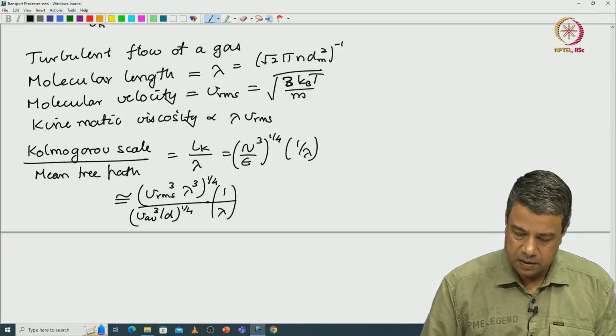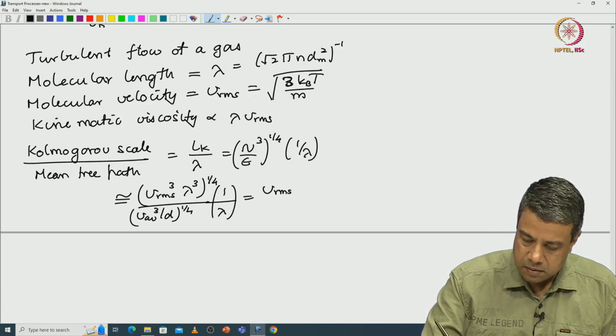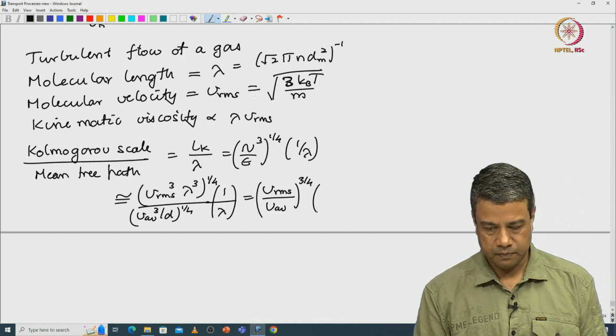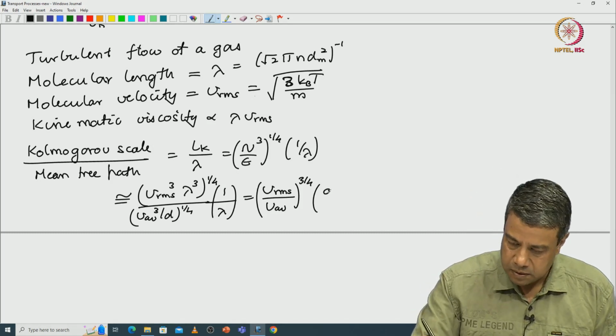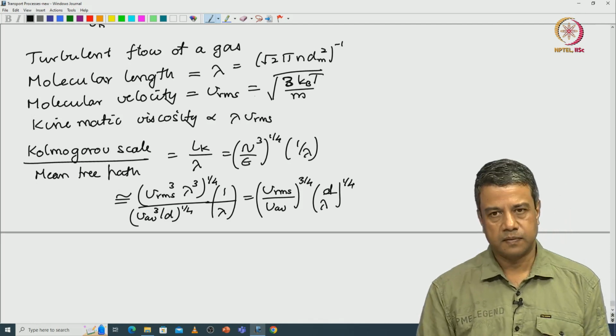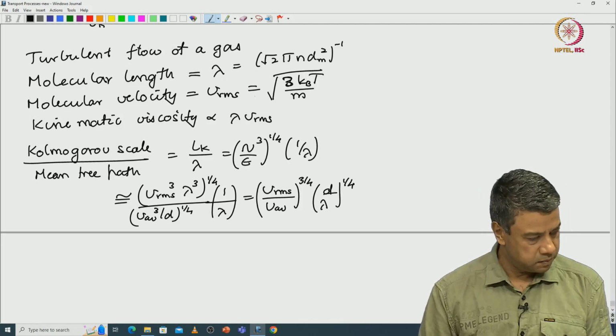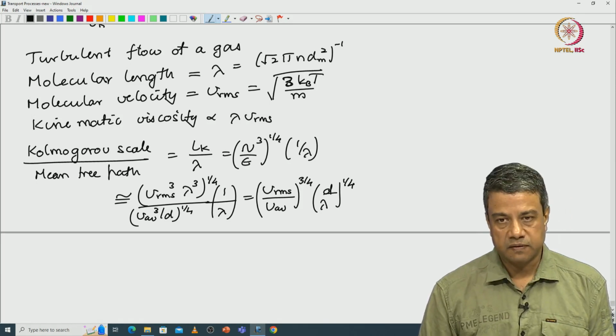Okay. So, this you can easily verify is Vrms by V average, power 3 by 4, into d by lambda, power 1/4. Okay. Vrms by V average.